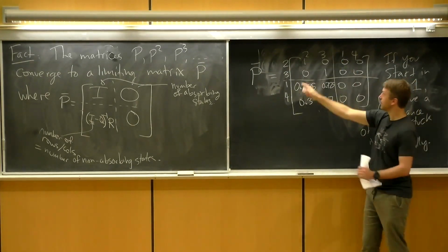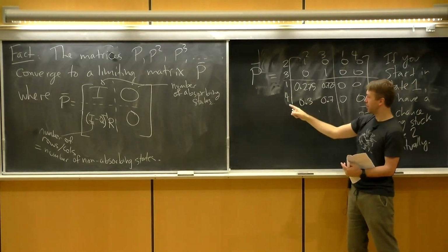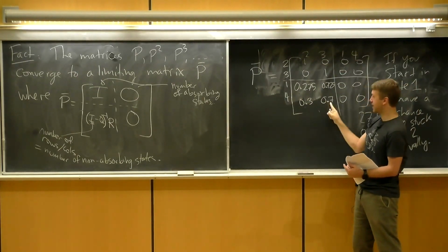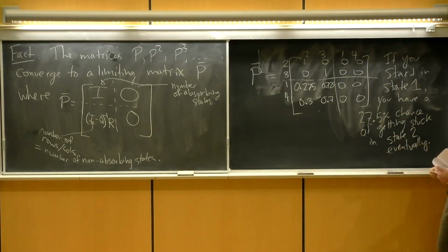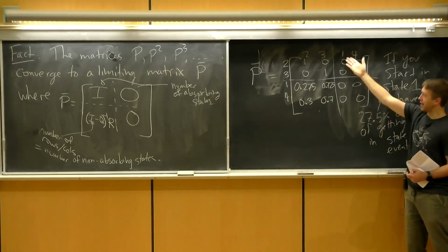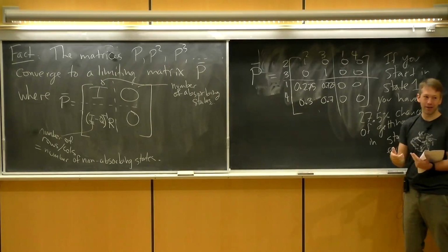State 3, yeah. It's important to remember this order here. So state 4, 70% chance of ending up in state 3. Yeah. And it makes sense that all of these are 0 because you can never end up getting stuck in state 1, because state 1's not absorbing, right?